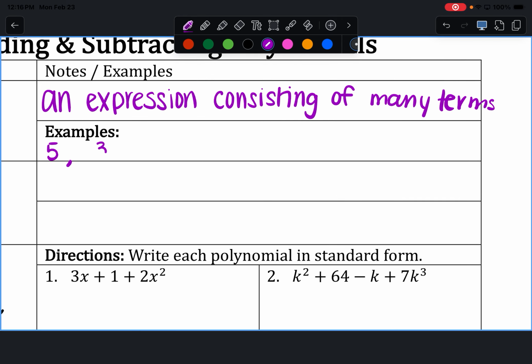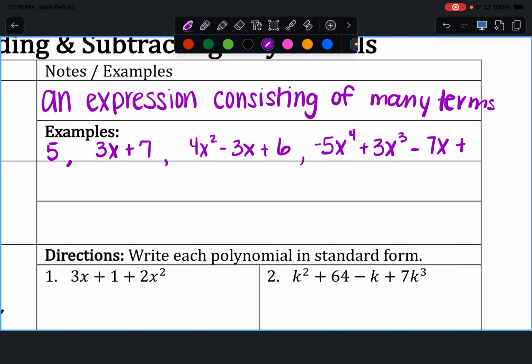We can have 3x plus 7. We can have 4x squared minus 3x plus 6. We can have negative 5x to the 4th plus 3x to the 3rd minus 7x plus 6. As long as it has terms being added or subtracted together, it is considered a polynomial.